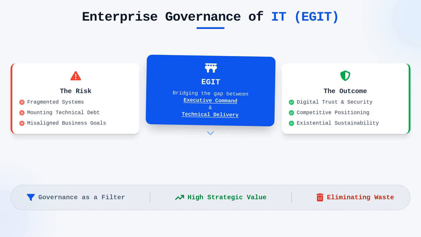We will examine how governance acts as a filter, ensuring that resources are allocated to initiatives that provide the highest strategic value while rigorously filtering out activities that lead to waste.